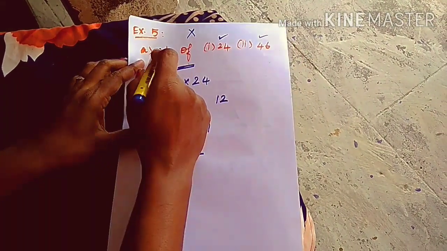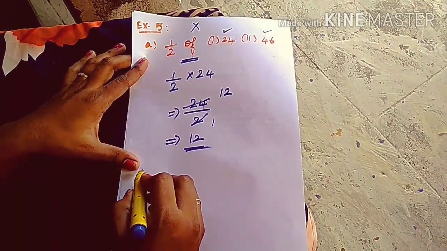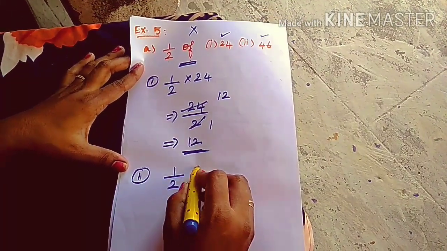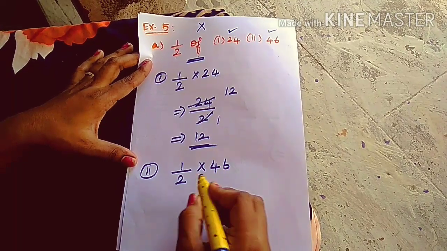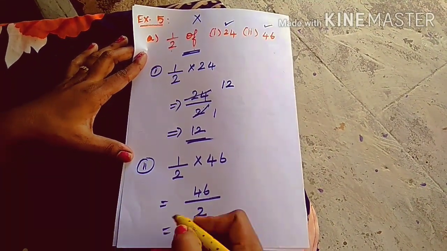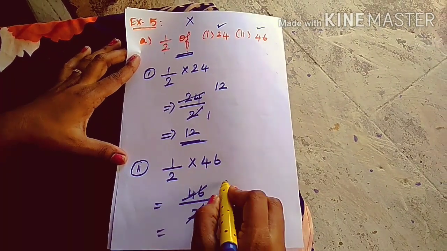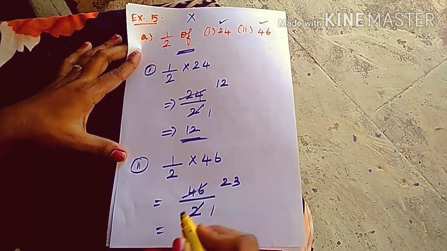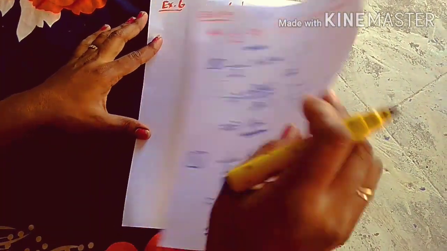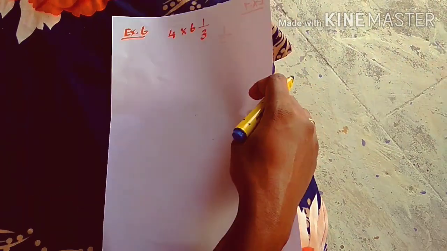Next we take 1 by 2 of 46. Of means multiply. So 1 into 46 is 46 divided by 2. Now simplify. 1 2 is 2, 2 2s are 4, 3 2s are 6. So your answer is 23. Hope you have understood.